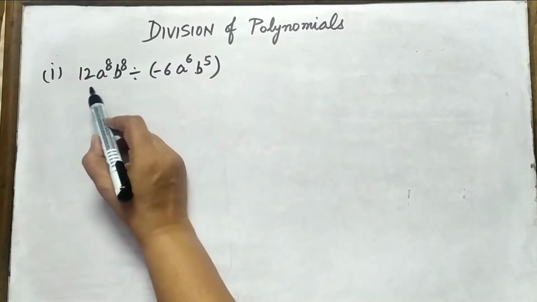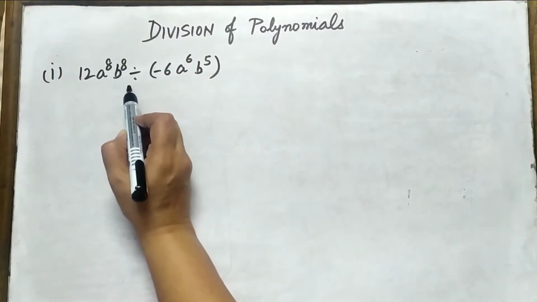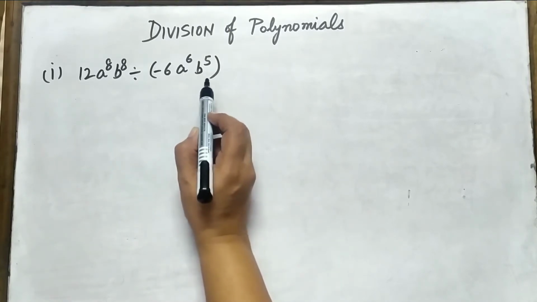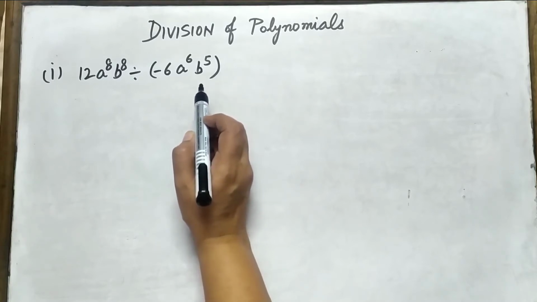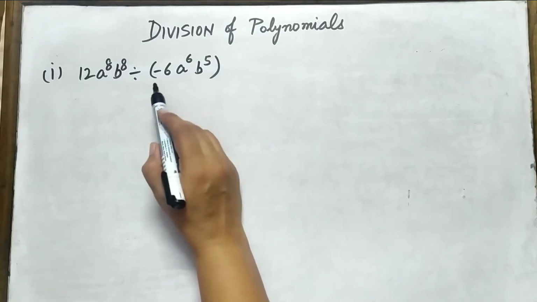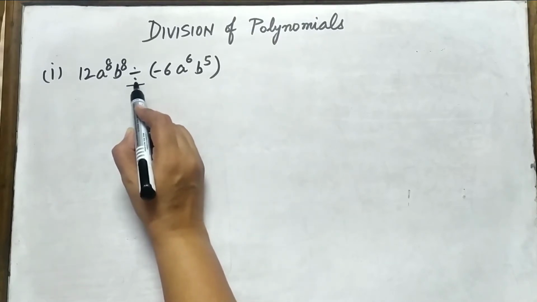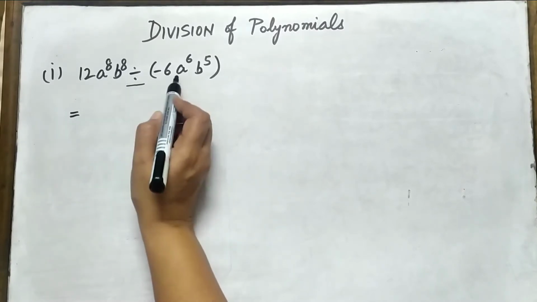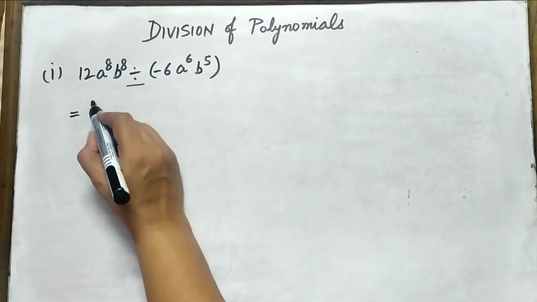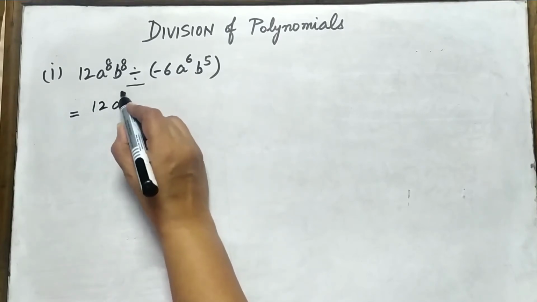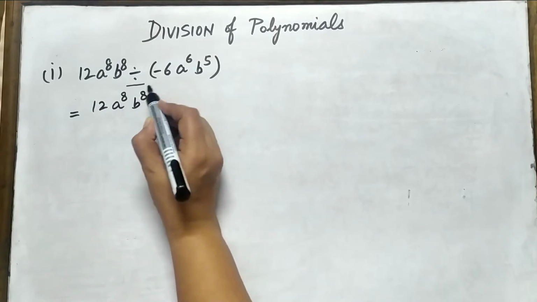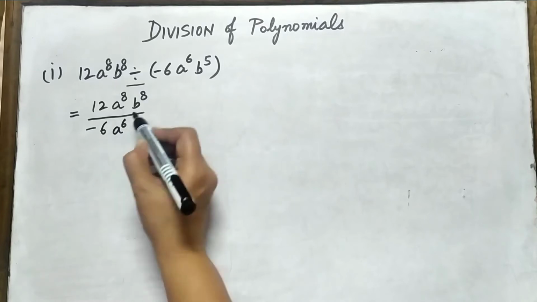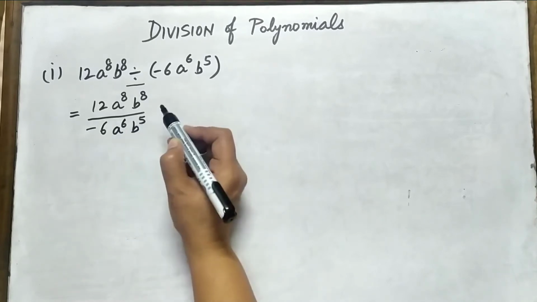We are given 12a raised to power 8 b raised to power 8 divided by minus 6 a raised to power 6 b raised to power 5. So we have to divide the two terms. First of all, the term after the division sign is written in the denominator. The first term will be in the numerator like this: 12 a raised to power 8 b raised to power 8 divided by minus 6 a raised to power 6 b raised to power 5.